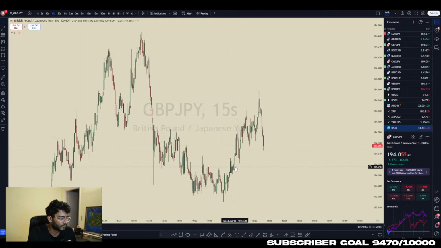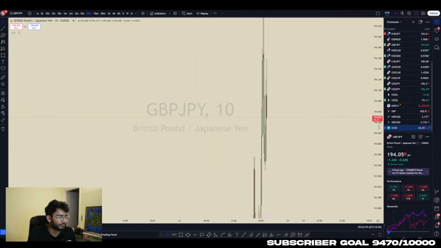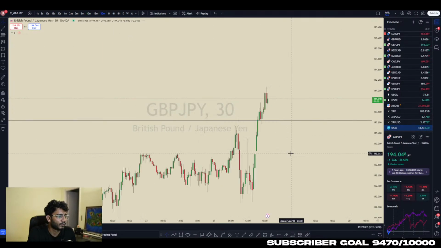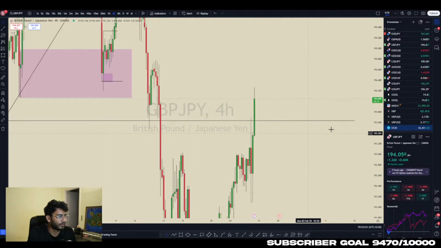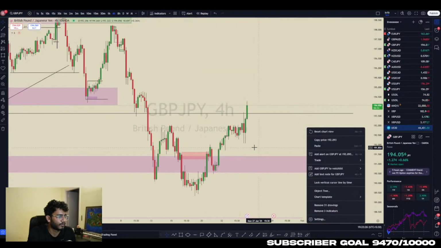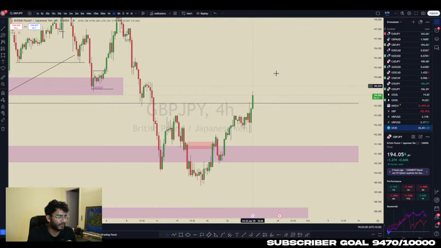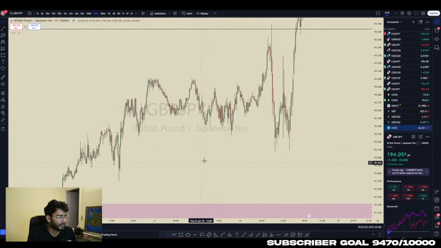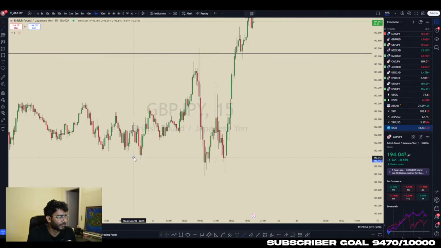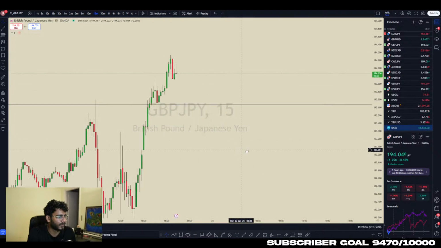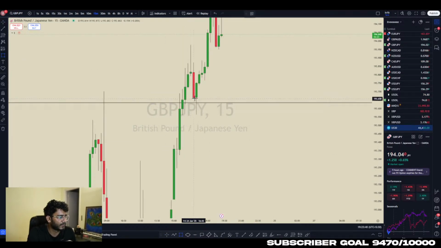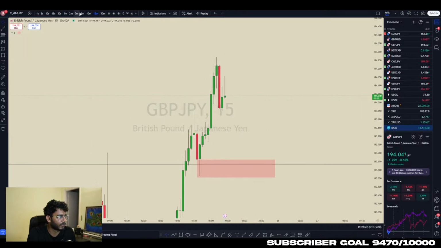GBPJPY. On GJ we have this demand zone, but I don't think price will react from this area. So just by looking at 15 minutes, we can see price has induced this low and it's continuing higher. And also price has created this wick, so I think it will continue higher.